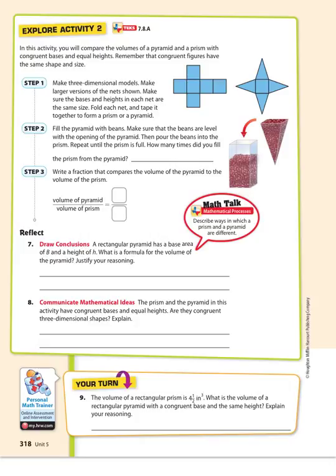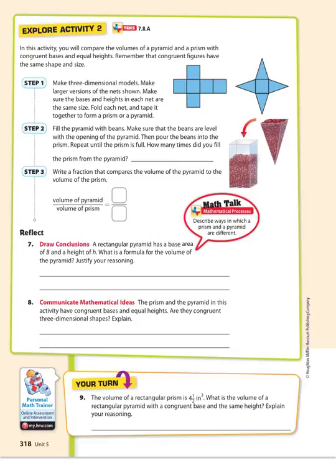Because in this Explore activity, what they're talking about is that if you took a prism and cut a pyramid out of it and took that pyramid and filled it up with, I think in this case they use beans, and filled in that prism, it would actually do it 3 times. So we're going to end up dividing by 3 in the end. It's like finding the volume of the prism and dividing that by 3.